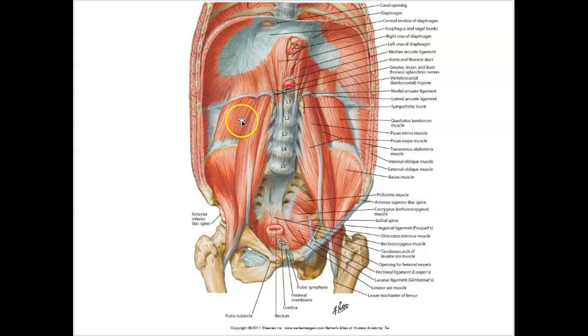Quadratus lumborum, we saw that just lateral to the psoas major. So you can see how it comes down and out from the 12th rib and the lumbar spine, coming down to the crest of the pelvis. This will help you flex at the waist as well. Also helps with some lateral movement of the lumbar spine, some side bending.